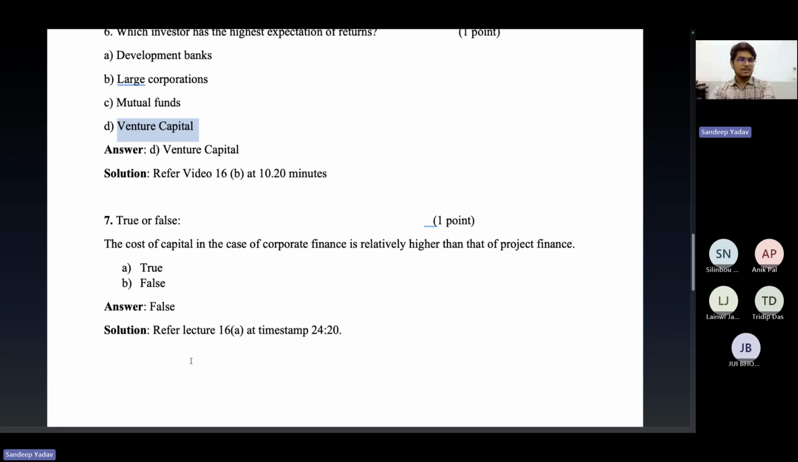Now, question number 7 is true and false. The cost of capital in the case of corporate finance is relatively higher than that of project finance. Is it true or false? It's a false statement, because the cost of capital in the case of corporate finance is relatively lower. Otherwise, that project will not be feasible.